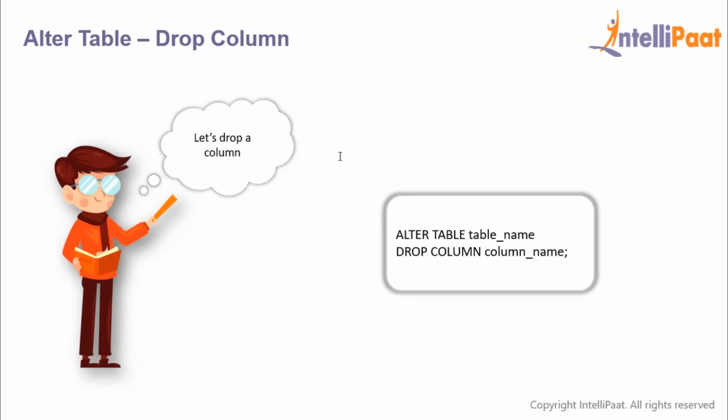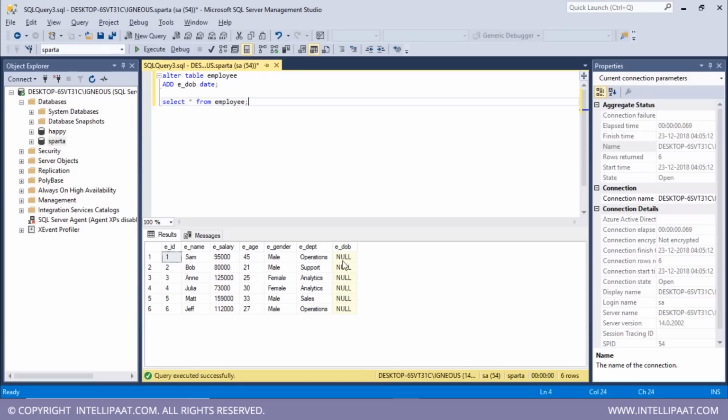Now let's see how we can drop a column from a table. Again, we'll start off by giving the keywords alter table, and then we'll give the table name. After that, we'll give the keywords drop column and specify the name of the column which is to be dropped. So I want to drop this new column EDOB which I have just added to this employee table. So let me write the command for that.